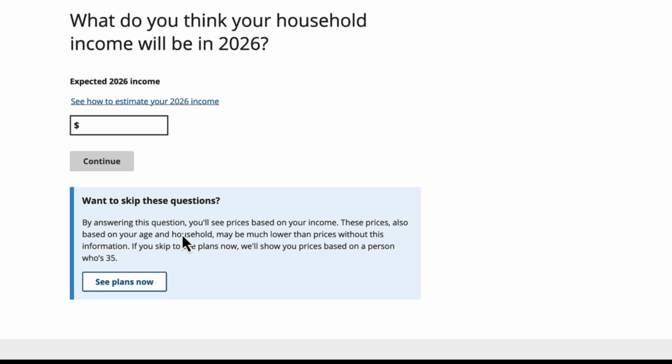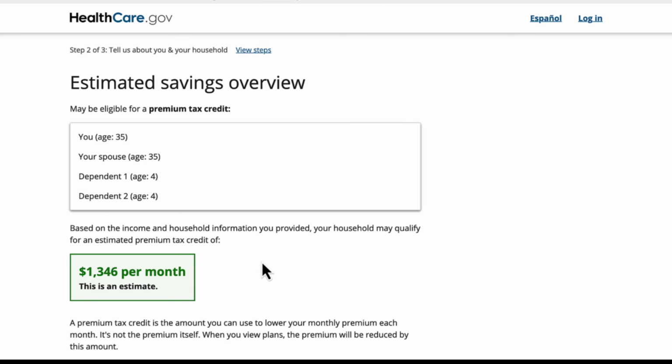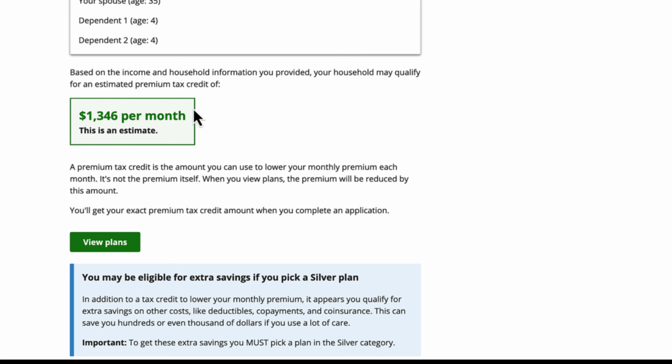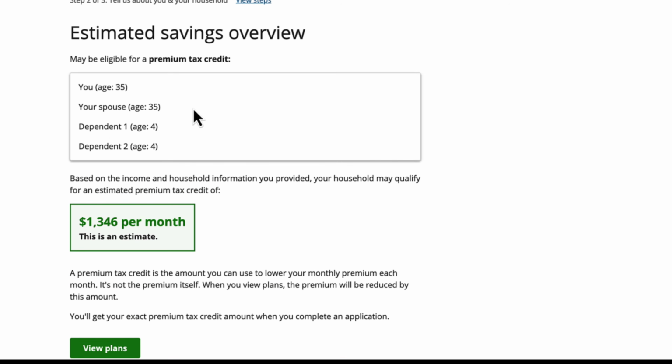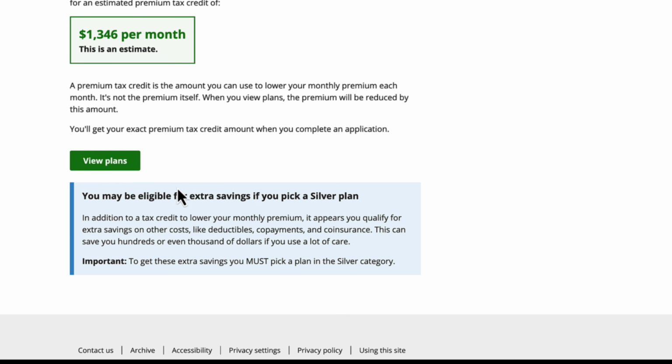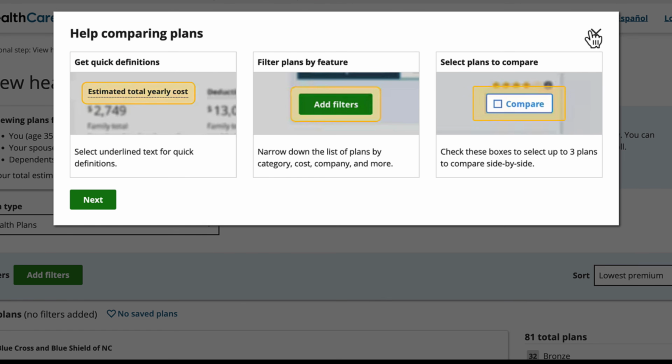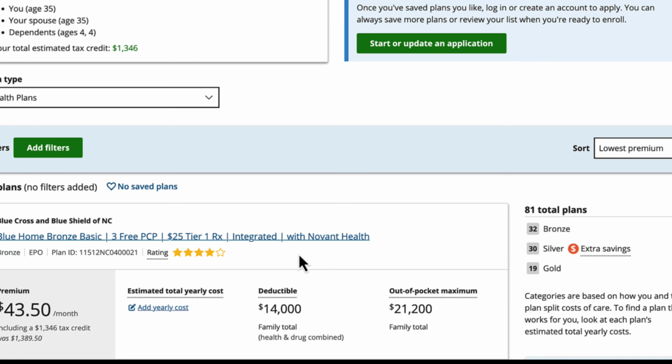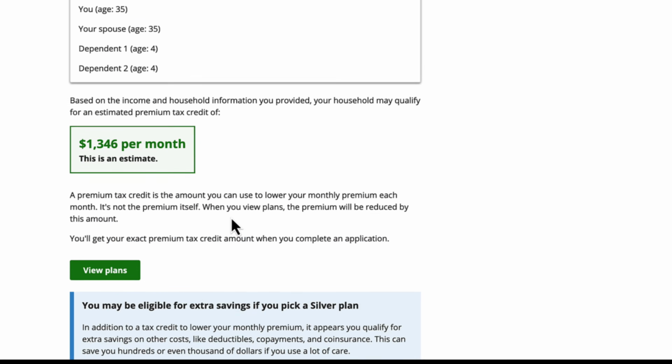Confirm, and then we're going to put in our income for 2026. Now, I actually just did this recently with this same income for another video, and the premium tax credit was a little bit different. So let's see. This is our estimated savings. View plans. Oh, I do want to mention, actually, let me go back and show that to you again.